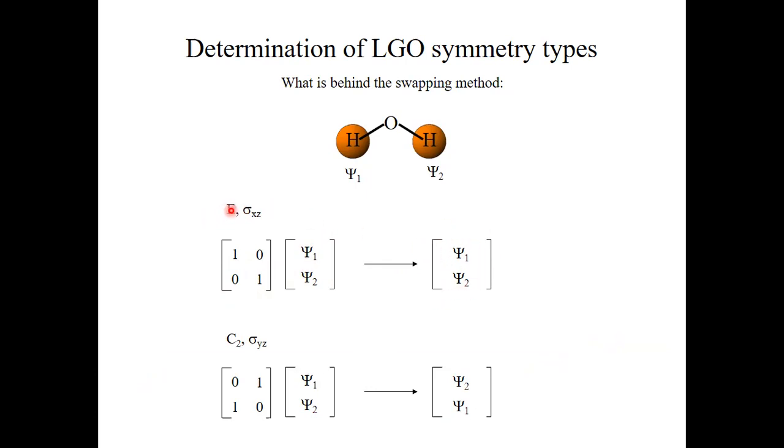Now in the case of the identity and in the case of sigma xz, we know that psi1 and psi2 stay in their position. Therefore, the final matrix is equal to the original matrix. The original matrix has the form psi1, psi2. The final matrix also has the form psi1, psi2. So now, with what matrix do we have to multiply this matrix to get that matrix?